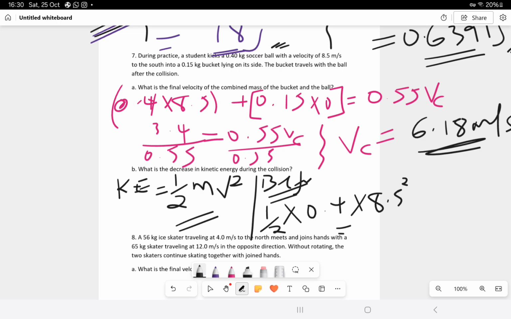And what do you get in this case? Very fast. 0.4 times 8.5 squared, then divided by 2. Here you're getting 14.45 joules.